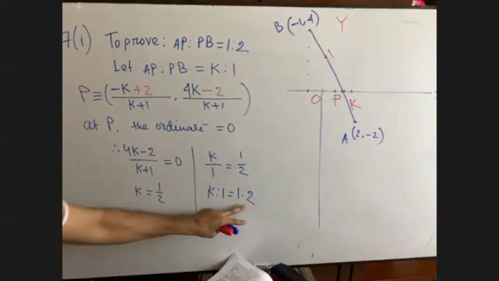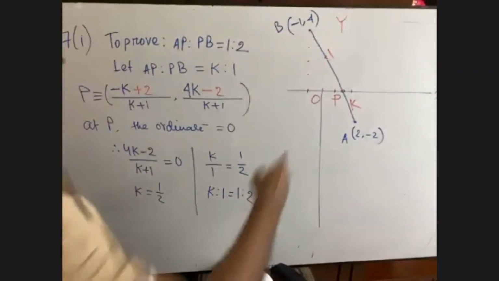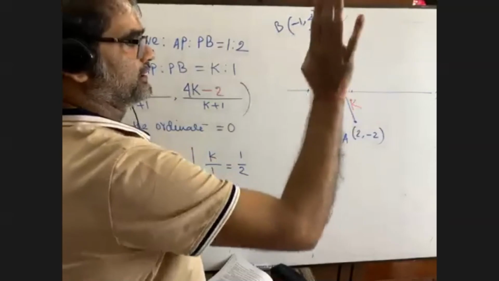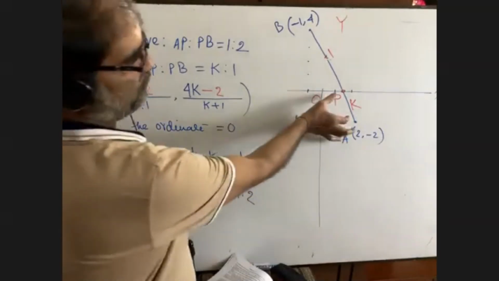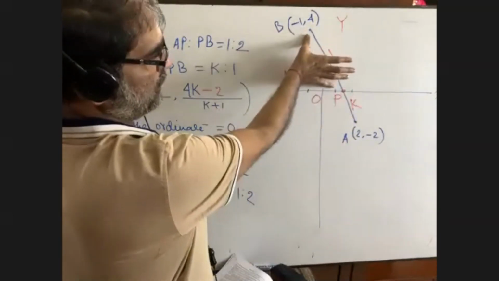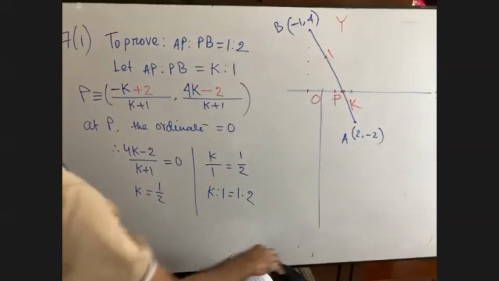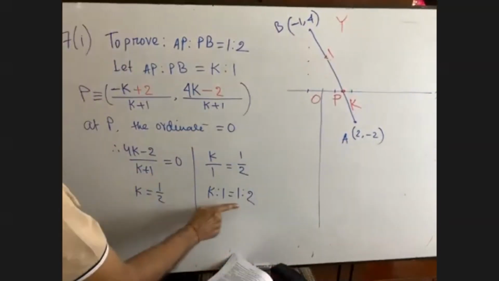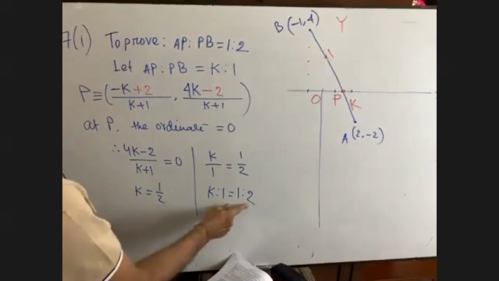You see, this is 1, this is 2. That means this part is 1 and this part is 2. Forget this k, forget everything. We have got k is to 1 as 1 is to 2. That means this is part 1, this is part 2, two parts. So we can tell P is one of the points of trisection. In this case, 1 plus 2 equals 3.